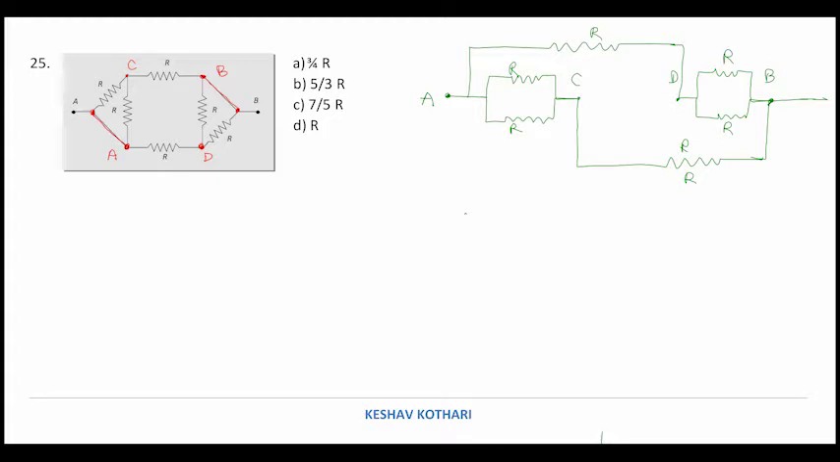Now 2 resistances in parallel will give us R parallel, which is equal to R by 2. If I redraw this diagram, we get this value as R by 2, then over here this value is R, and on top we have a value of R, and then again R by 2 to reach B.